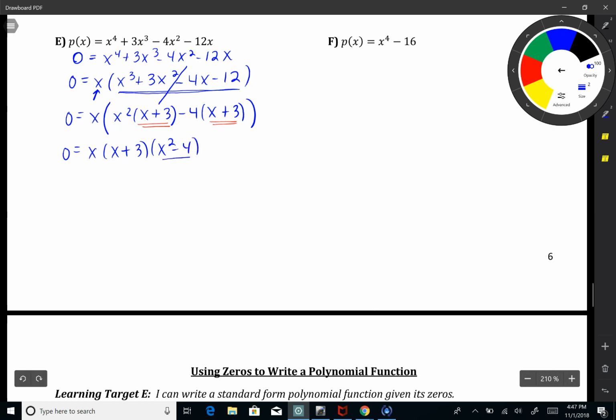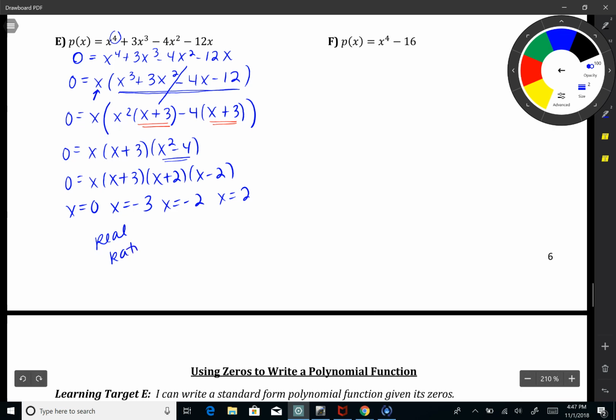And we can keep factoring that. That is a difference of squares. So we have x times x plus 3 times x plus 2 times x minus 2. And this is completely factored. I have 4 solutions. I have x equals 0, x equals negative 3, x equals negative 2, and x equals positive 2, which should make sense because our degree is 4. These are all real, and they're actually all rational.